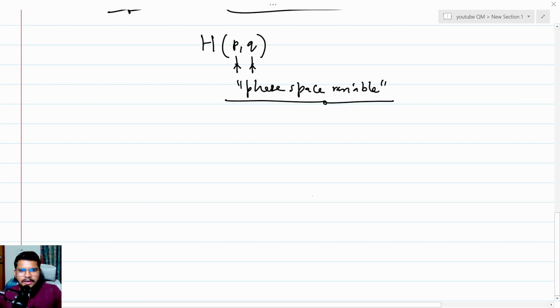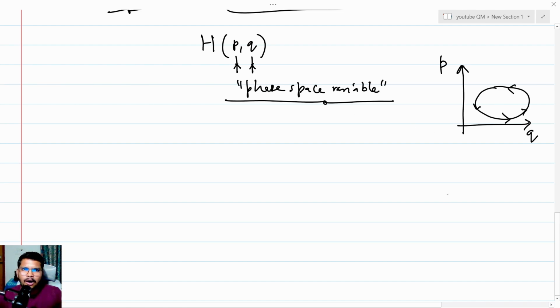Now, what is the meaning of phase space? In the phase space, you have q on one axis and p on the other. And in the phase space, you can easily track how a particle is going to evolve. And if you have found the relation between P and Q, your job is done.